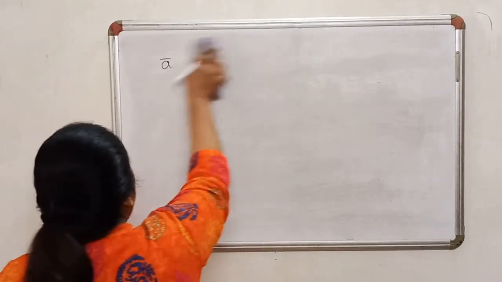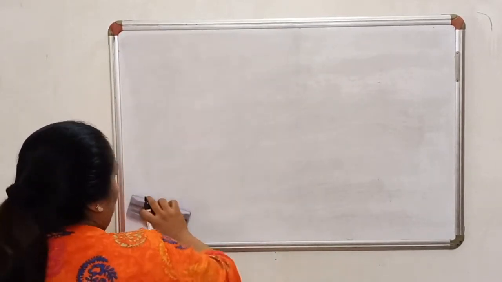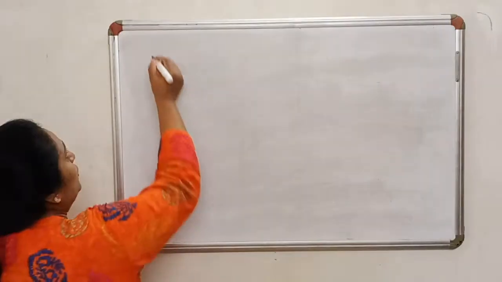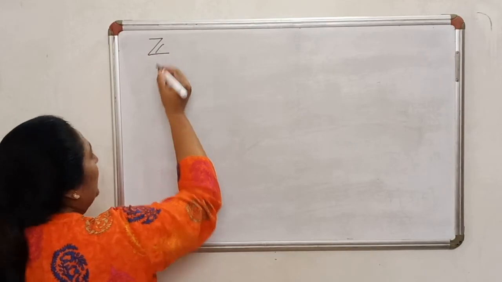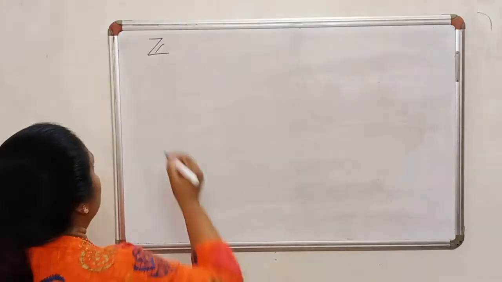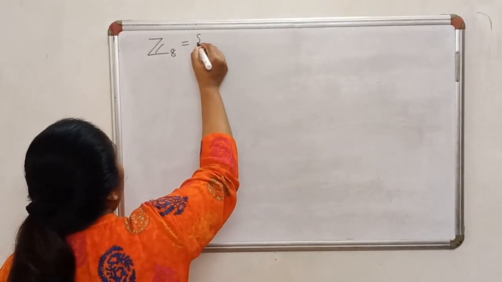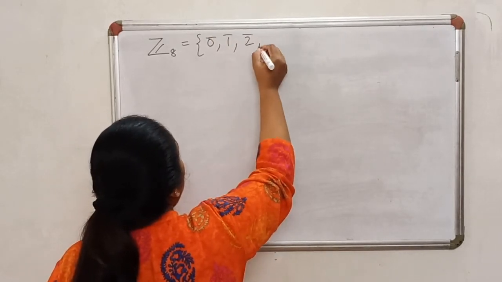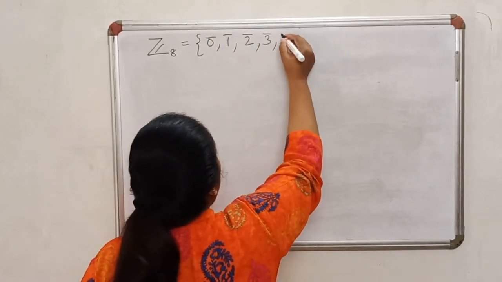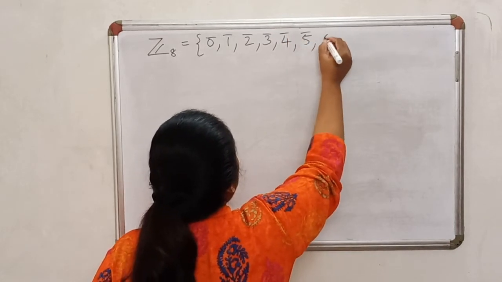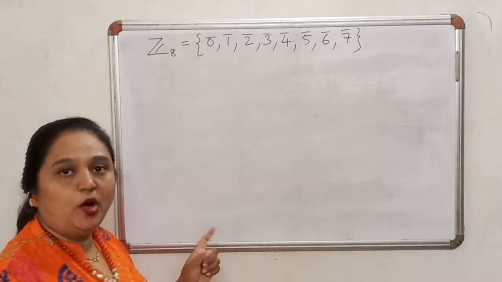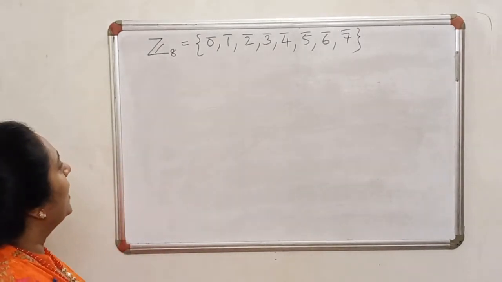Again, I can only tell you about it partly in this chapter. We will discuss more about it in chapter 1. So look at Zn. Let me take a specific example. Look at Z8. Z8 contains 8 elements in all, ranging from 0 up to 7.